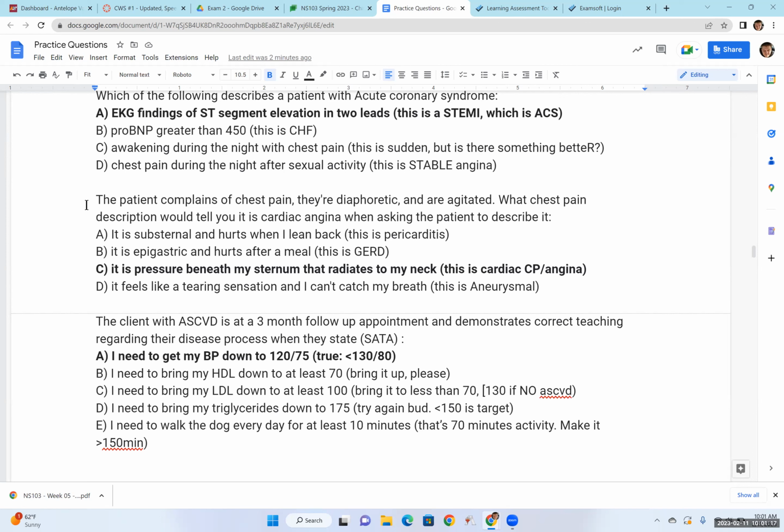And procedure-wise, you can do an echo to find it out, or a duplex ultrasound of their neck to see it, right? And you can also do a carotid endarterectomy. You can go in there and you can rotor out the fat. Yeah, sure.